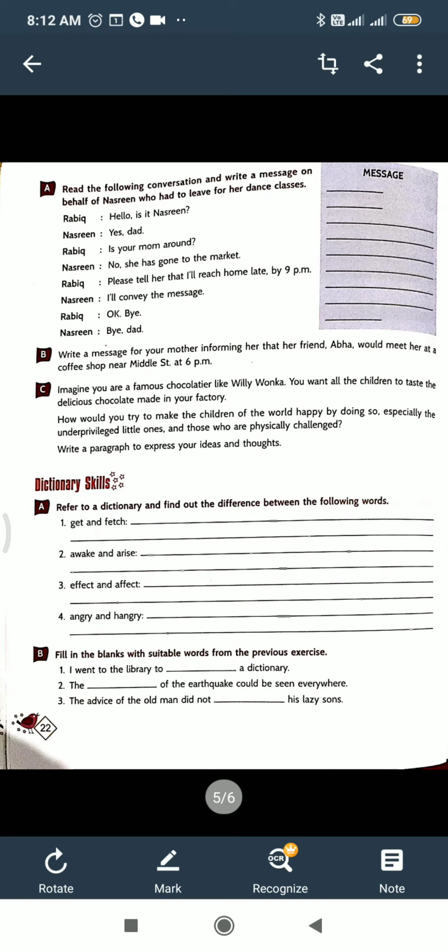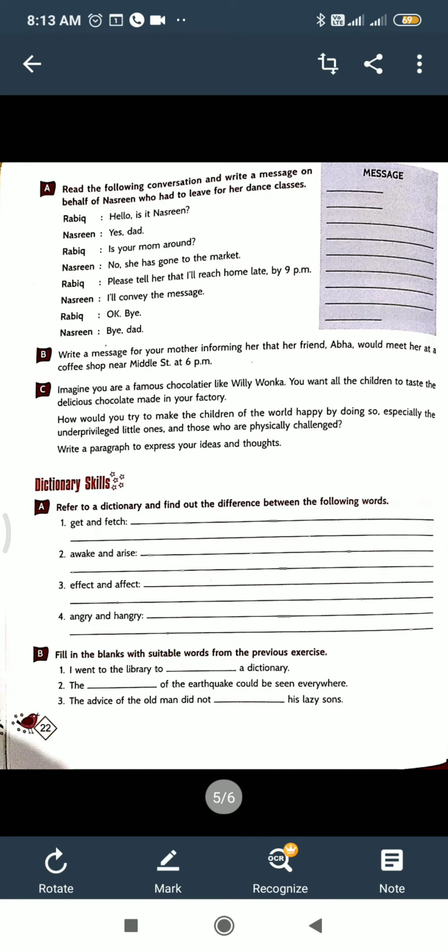Section C. Imagine you are a famous chocolatier like Willy Wonka. You want all the children to taste the delicious chocolate made in your factory. Okay, so what is the question? It's what do you think and what do you imagine. So suppose that you are also a famous chocolatier like Willy Wonka. How do you want all the children to taste the chocolate in the factory? How would you try to make the children of the world happy by doing so? And especially the underprivileged little ones and those who are physically challenged. Okay, so underprivileged means very poor, and physically challenged children. So how would you try? Write a paragraph to express your ideas and thoughts. Okay, what do you think? Express your idea within 100 words. You can write it.